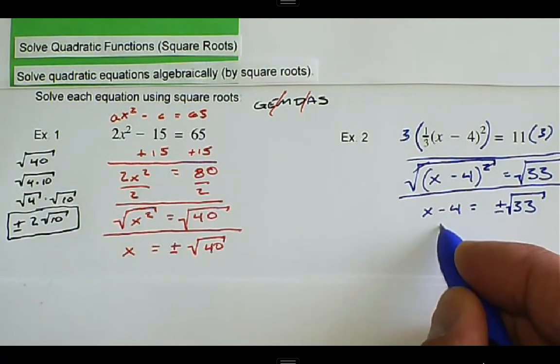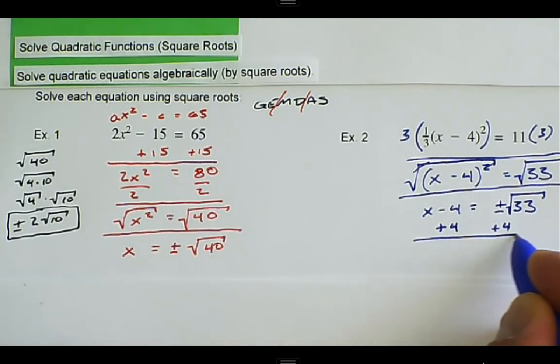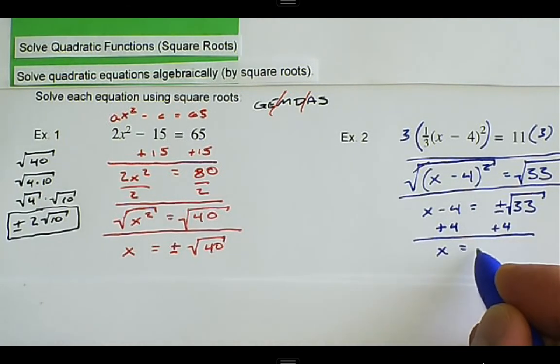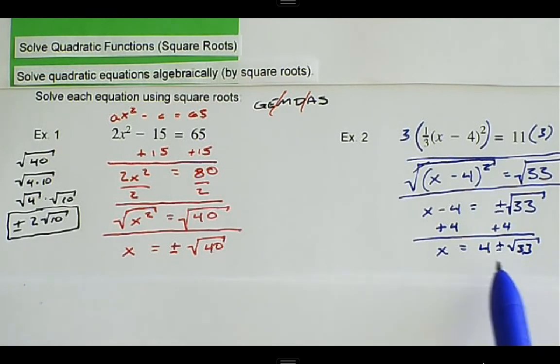Last step is we can add 4. And we get x equals 4 plus or minus the square root of 33. And this is the solution, left as plus or minus.